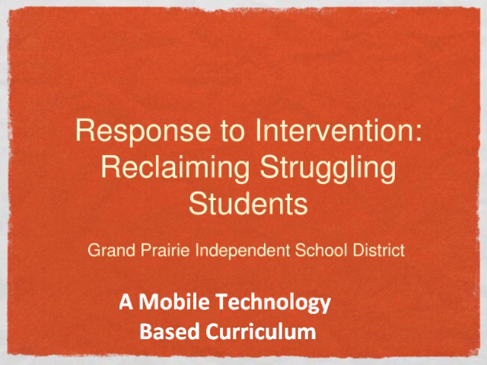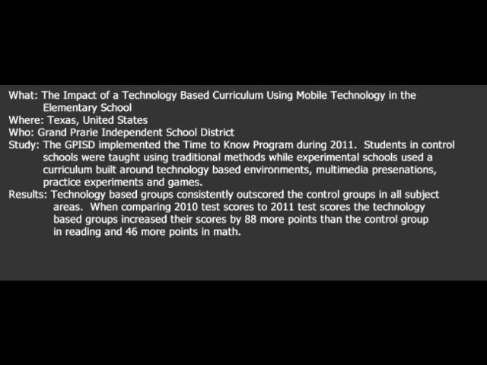In Texas, in 2011, the Grand Prairie Independent School District implemented a program called the Time to Know program. Students in control schools were taught using traditional methods, while experimental schools used a curriculum built around technology-based environments, multimedia presentations, practice experiments, and games. For the 4th and 5th grade groups studied, the experimental technology-based groups consistently outscored the control groups in all subject areas. When comparing 2010 test scores to 2011 test scores, the technology-based groups increased their scores by 88 more points than the control groups in reading and 46 more points in math.